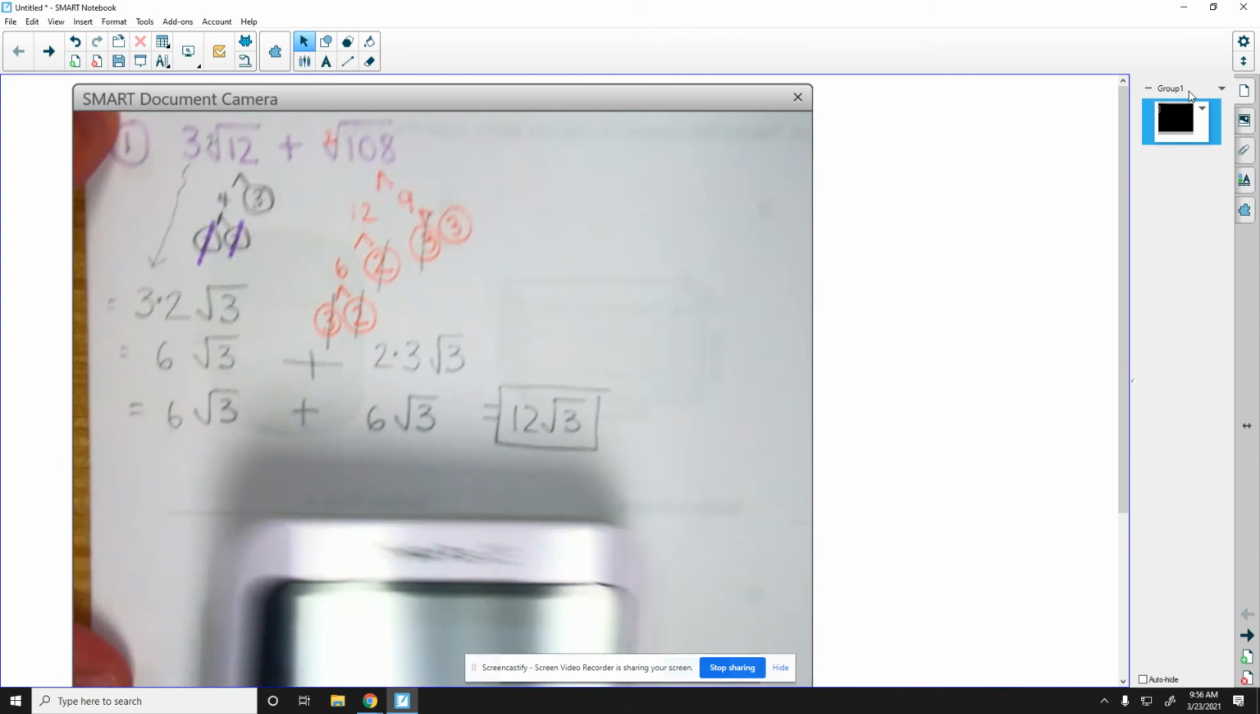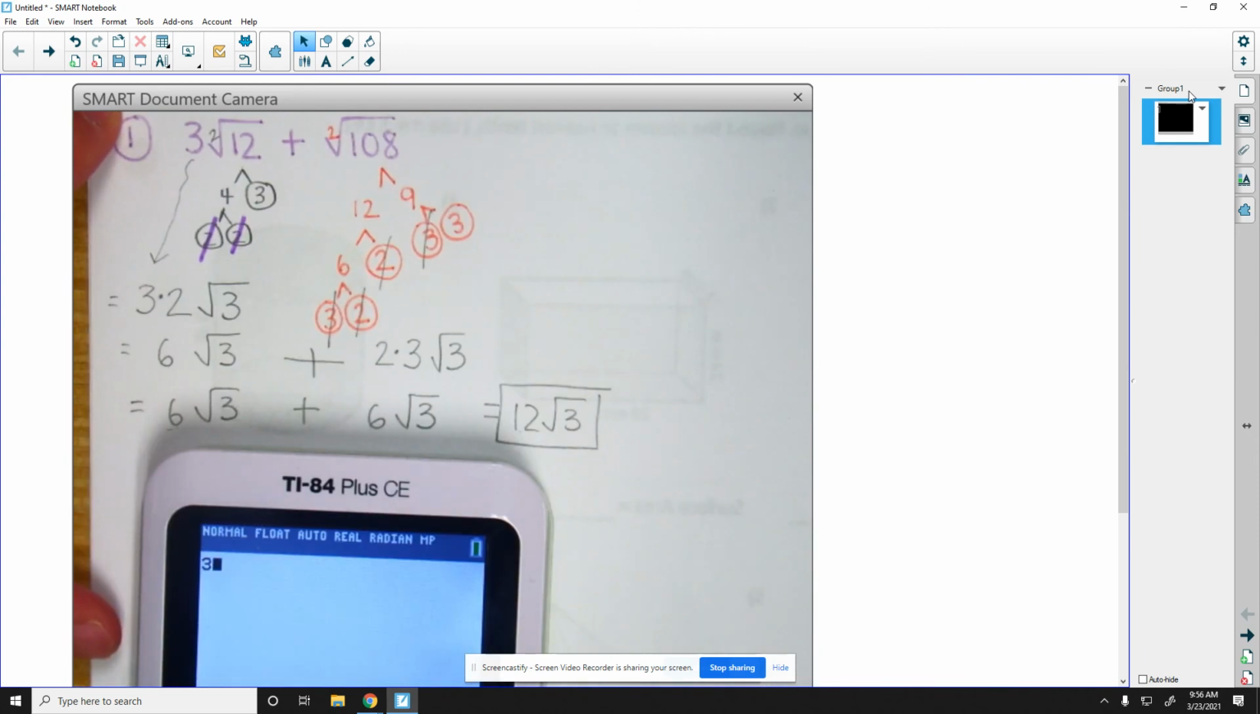Okay, so again, how do I double check my answer? Well, type in your original problem in your calculator. I end up getting 20.78. Type in your final answer in your calculator. I get the same decimal, so I know that I did it right.